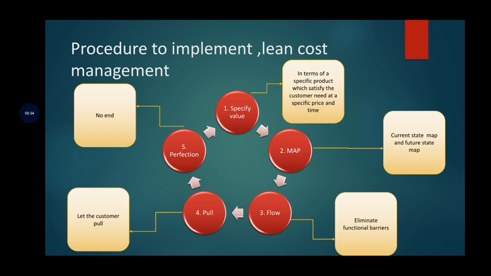Then it will map the future and current status, to know the variances between the future and current state, to know the exact gap between the current state and future state. Then it will focus on the flow of the workforce to identify the various barriers and issues in the process. Then when barriers are eliminated, automatically the customers will pull the product. Then it leads to perfection in the process.